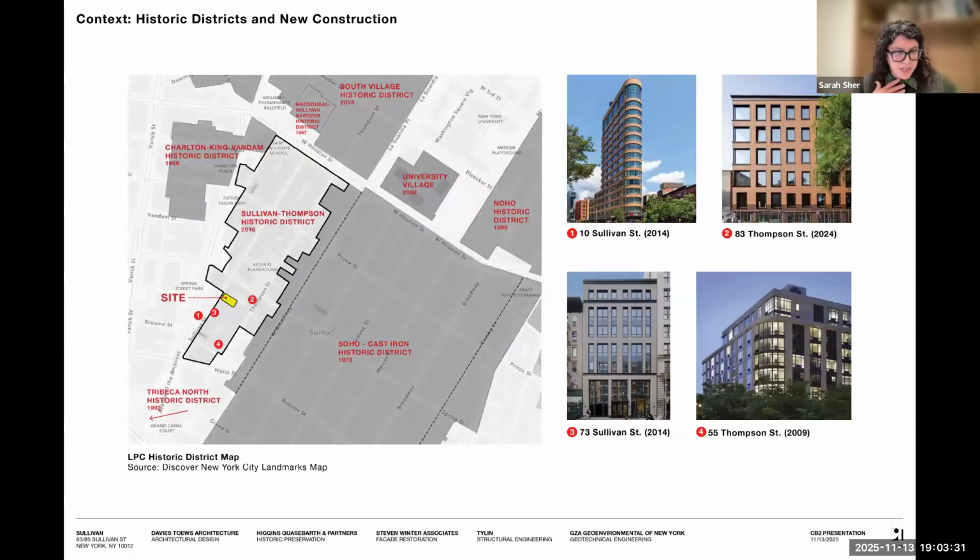This is more for the commissioners than you who are more familiar with the district, but Sullivan-Thompson Historic District is just west of the Soho Cast Iron Historic District and surrounded by other historic districts. Next slide.